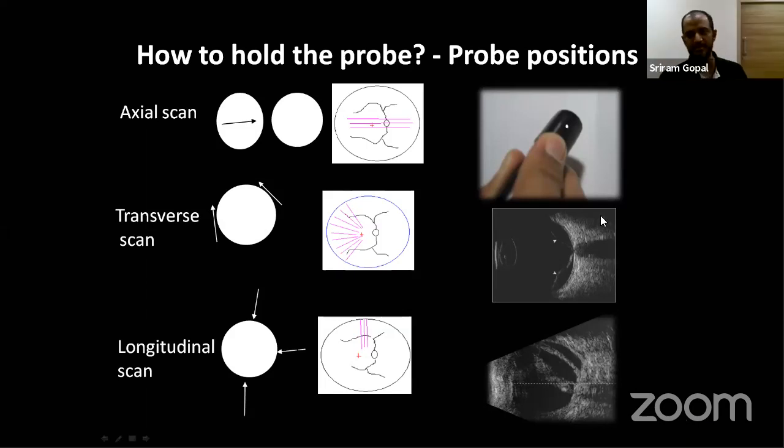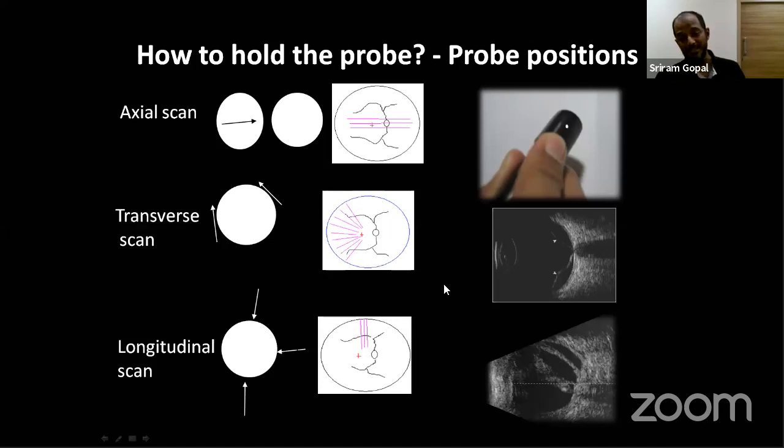Somebody was asking me about probe positions. See, three main positions: axial, transverse, and longitudinal. This dot corresponds to the top of the picture. So anything passing through both the surfaces of the lens and hitting the posterior pole is an axial scan. You can hold it horizontally, wherein you'll cut the posterior pole like this, or you can hold it vertically. So axial scan goes through all the layers of the lens, and you can hold it either horizontally or vertically. If you hold it vertically, obviously the dot will be on top. When you hold it horizontally, convention is that the dot should be oriented towards the nose.